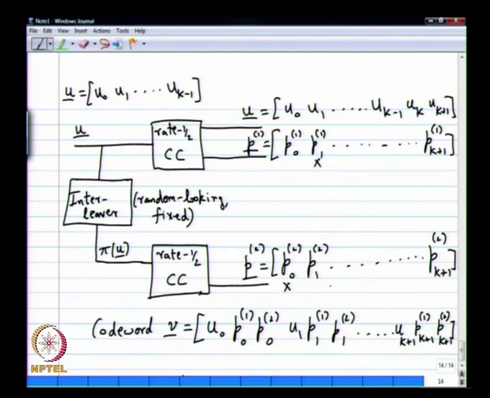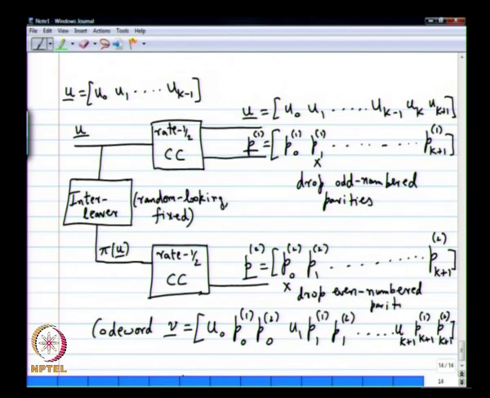So the common way of puncturing is to drop all the even numbered bits in P2 and drop all the odd numbered bits in P1. Then what will happen to the rate? You get half. So you drop odd numbered parity bits, you drop even numbered parities. So this is the common practice, but even if you don't, you have a rate 1/3 turbo code.